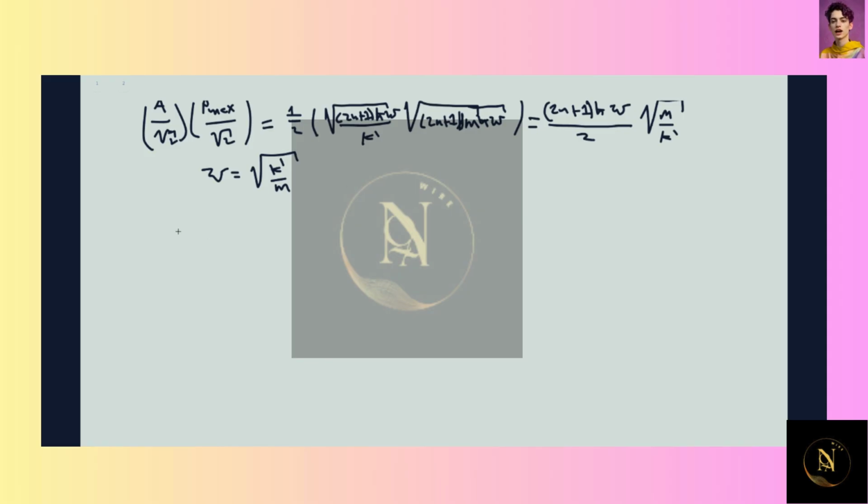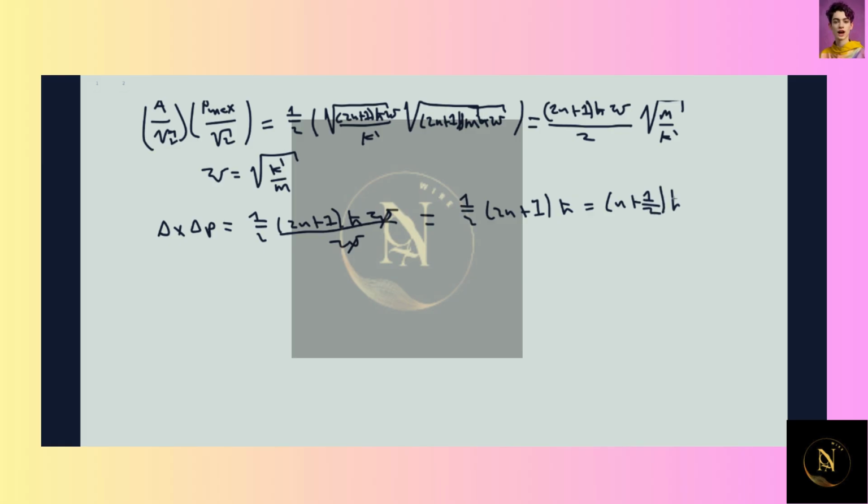So we can plug that in, and say delta x delta p is equal to one-half times (2n plus 1) h bar omega over omega. These cancel out, so you get one-half (2n plus 1) h bar. Bring in the one-half, which is equal to n plus one-half h bar.